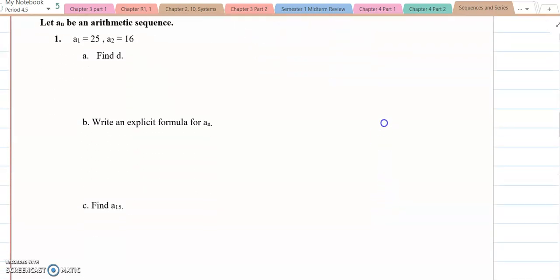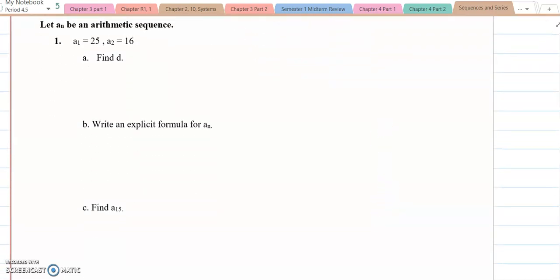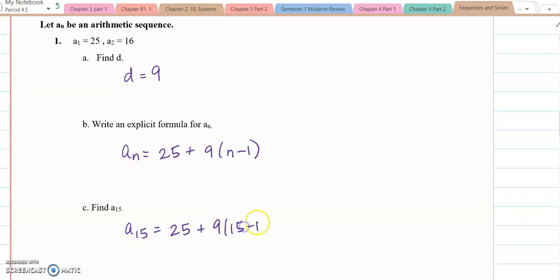Okay, let a sub n be an arithmetic sequence. A sub 1 is 25 and a sub 2 is equal to 16. That means my d value is equal to -9. The explicit formula is 25 plus -9 times n minus 1. A sub 15 is equal to 151.